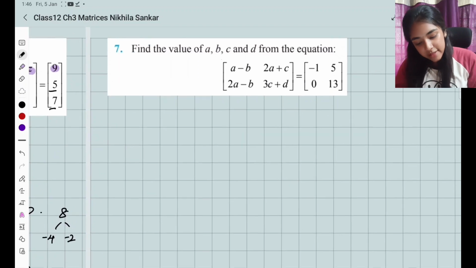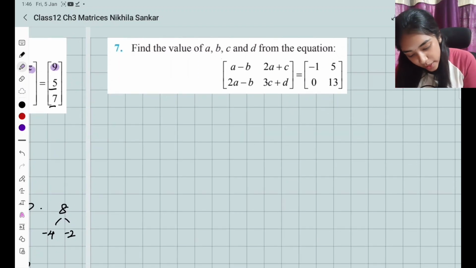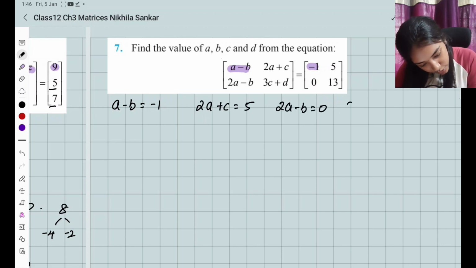Question number 7. Find the values of a, b, c, d from the equation. This is very, very basic. Now I have a minus b equals minus 1. This is one equation. a minus b equals minus 1. Then I have 2a plus c equals 5. 2a minus b equals 0. 3c plus d equals 13.